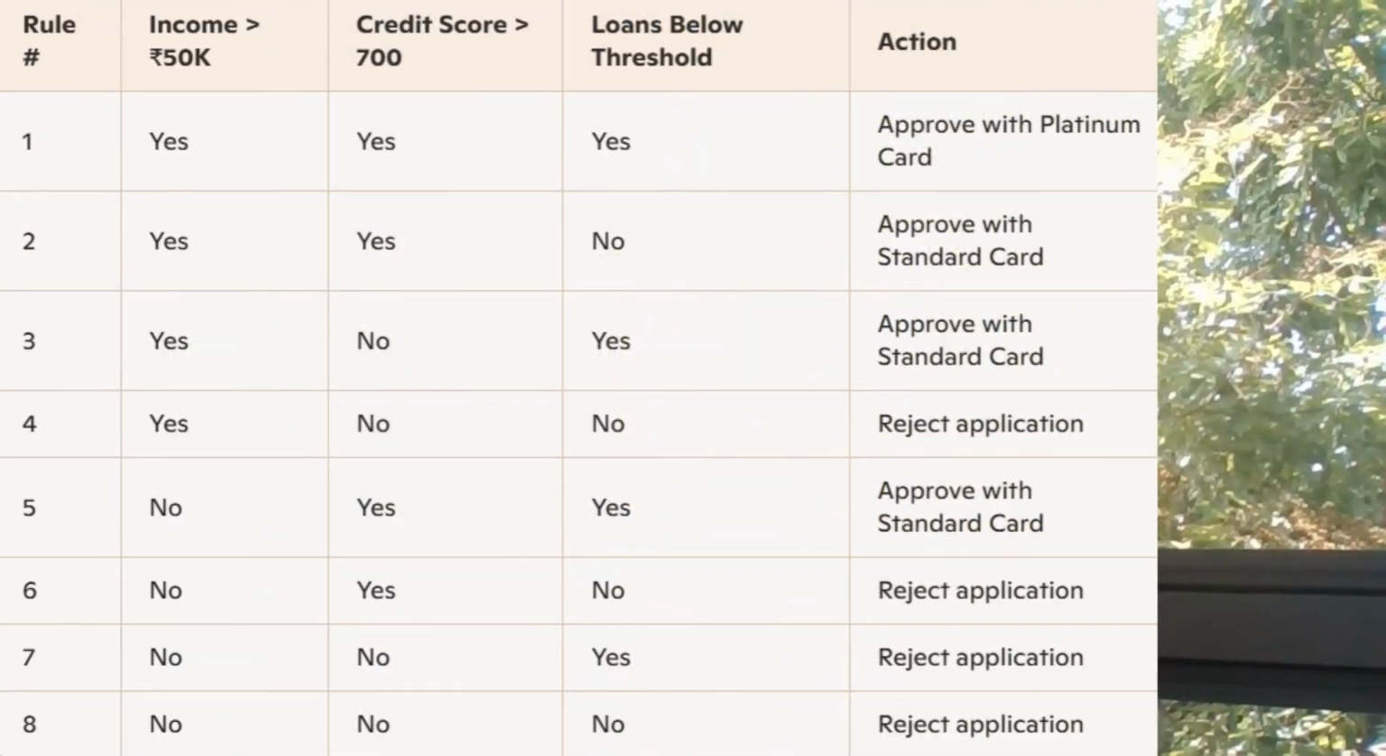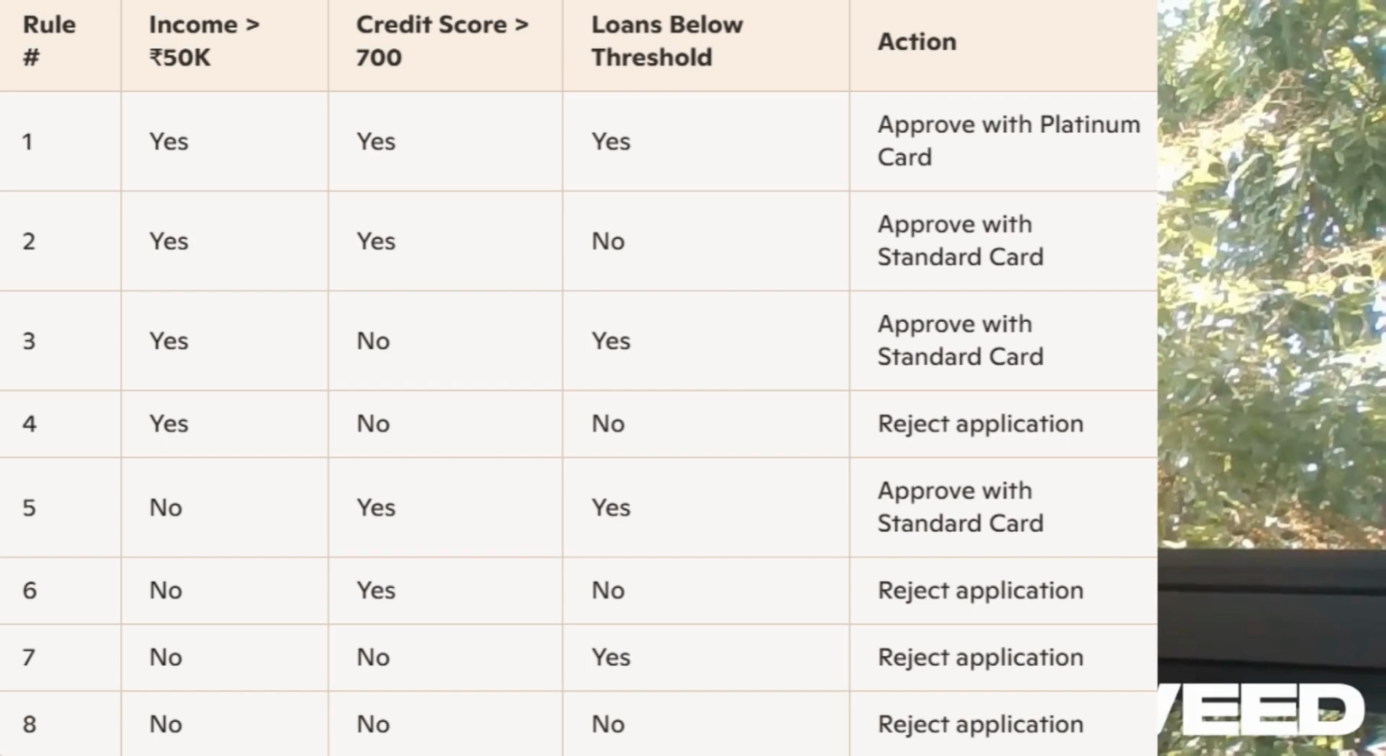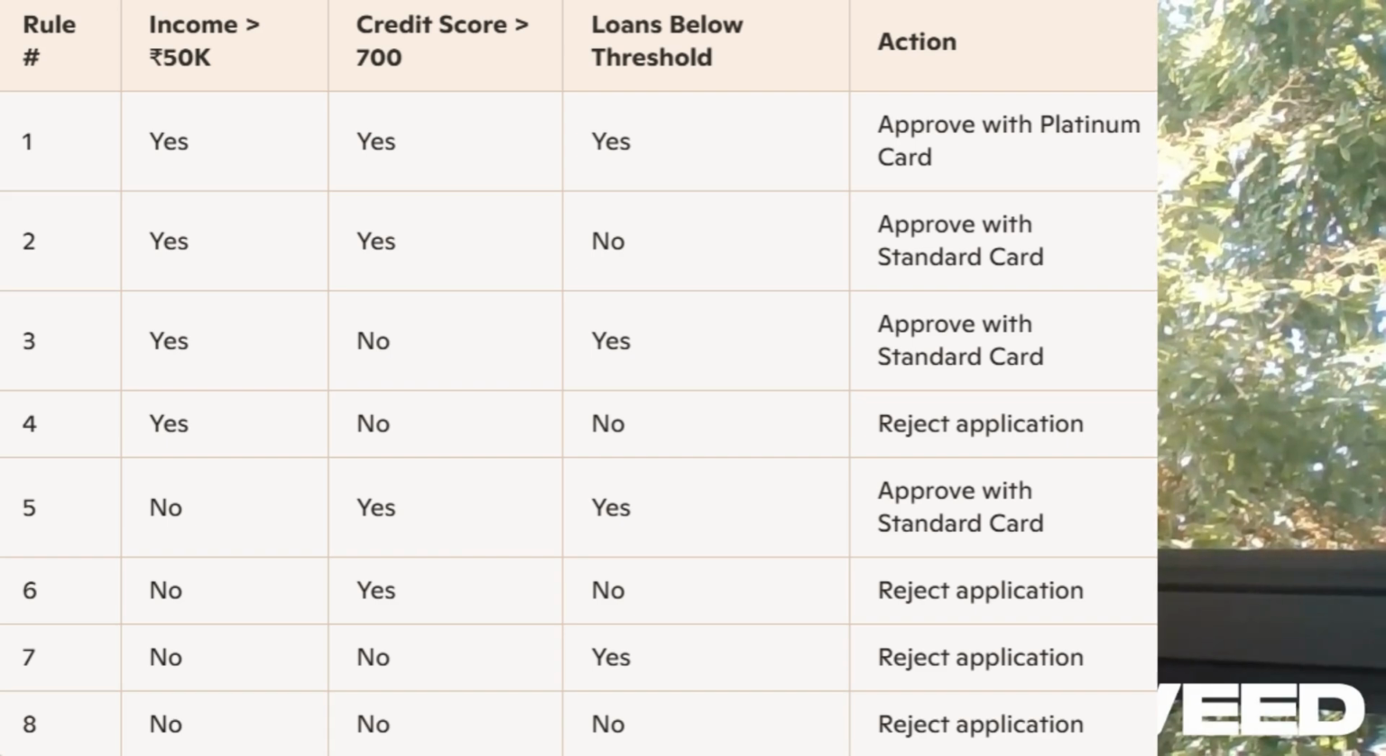Now let's take the example of credit card approval. The conditions are: customer income should be greater than rupees 50,000 per month, credit score above 700 points, existing loans below threshold. And the actions: approve with platinum card, approve with standard card, reject application. Instead of messy if else statements, decision tables give a clear grid of conditions versus outcomes.